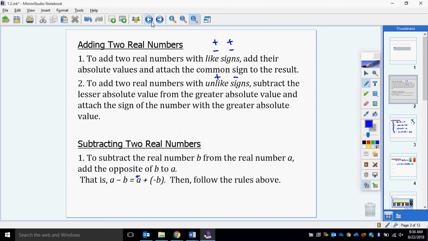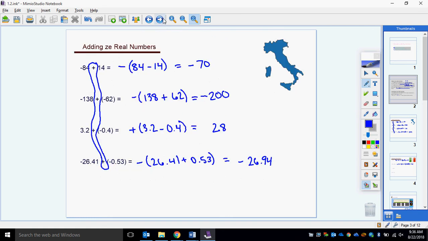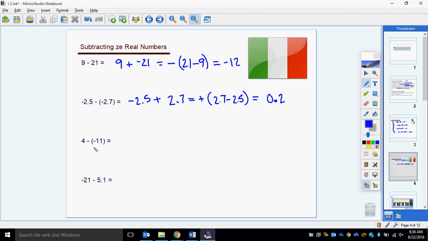So what that song is saying is the rules. The same signs, you add and keep their sign. Different signs, you subtract and keep the sign of the higher number. So same signs, add and keep their sign. Different signs, subtract and keep the sign of the higher number. That's for addition problems. So that's why we're changing all of these subtraction problems into addition problems.